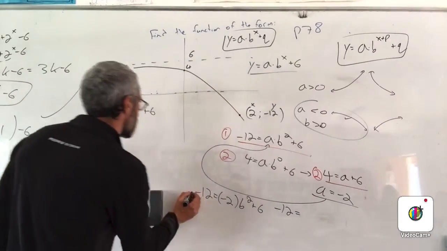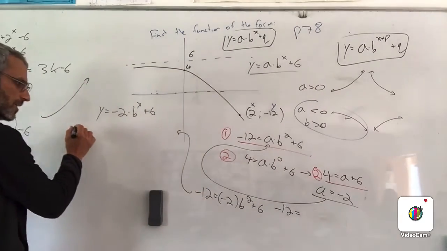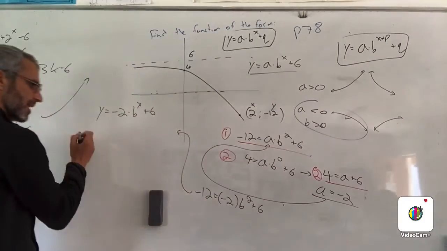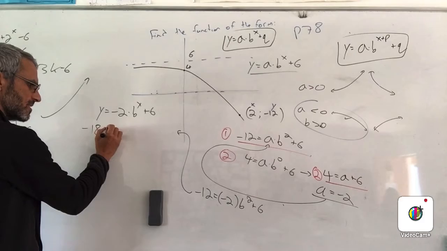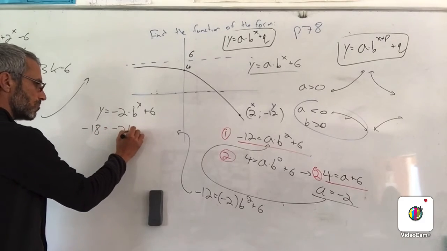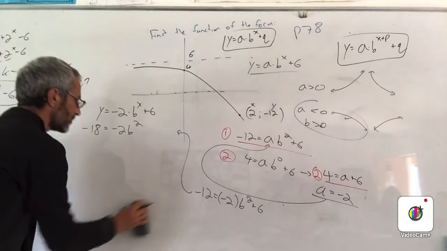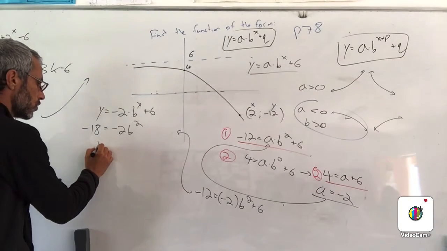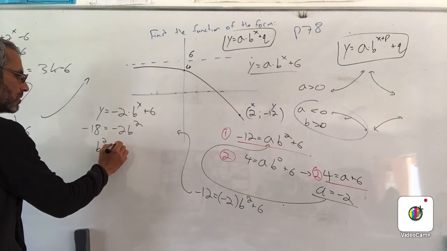I hope you guys can see, I'm going to move it here so everyone can see it. So I'm going to move the 6 over to that side. So it's going to be minus 18 equal minus 2b squared. What should I do now? Divide. Okay? So b squared equal 9.